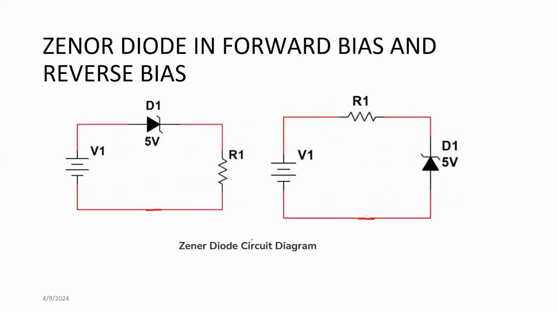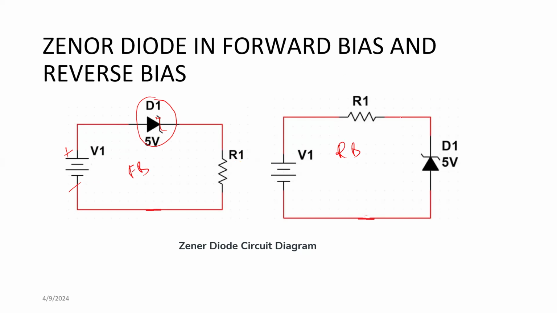This one is a Zener diode in forward. Same, we can change only the specific Z symbol like this. Remaining everything is the same. It's a supply, positive, negative. This one is a load. This one is forward bias and this one is reverse bias. Zener diode is a specific, special diode.